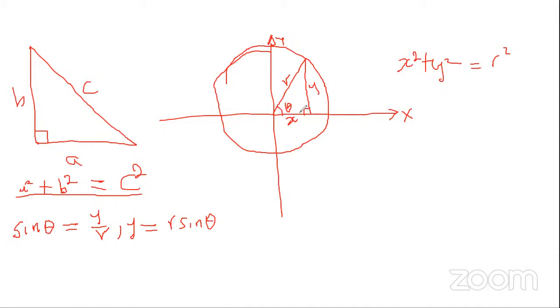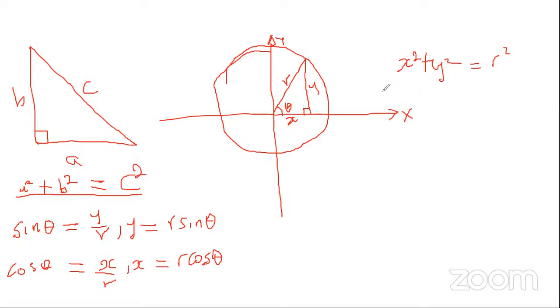Then we also get the adjacent one, the one that is in x. So this is adjacent and hypotenuse. That would be cos of theta is equal to x divided by r. Likewise x is going to be r cos of theta.